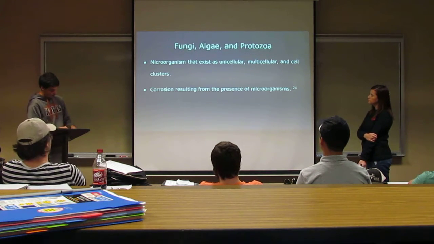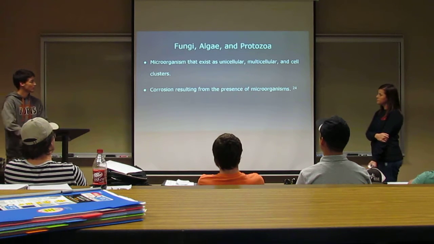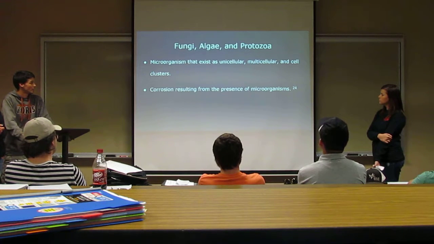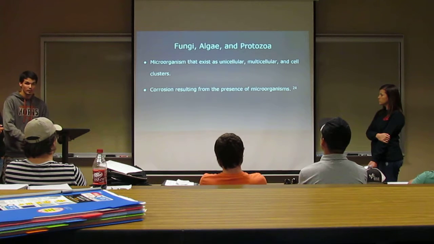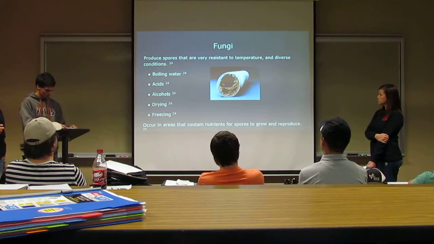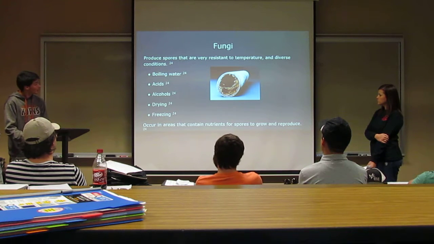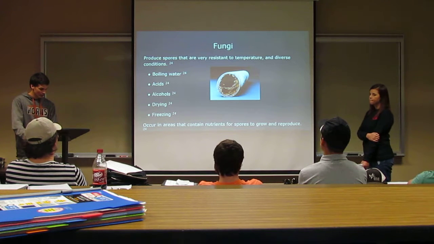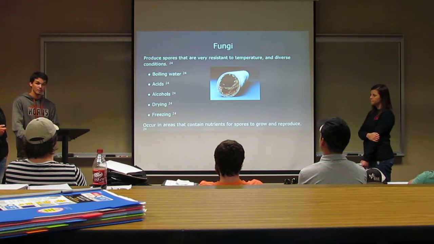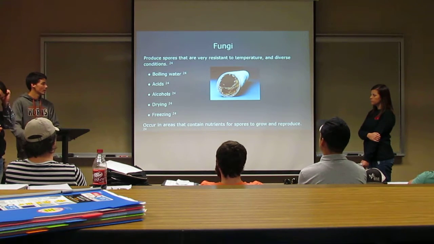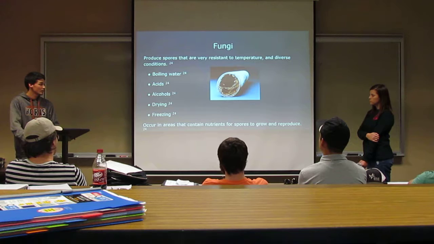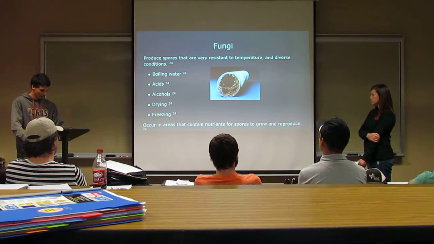Also, fungi, algae, and protozoa cause microbial corrosion. They're all microorganisms that exist as unicellular, multicellular, and cell clusters, and it's corrosion resulting from the presence of microorganisms. Fungi produce spores that are resistant to temperature and diverse conditions. A lot of fungi can resist boiling water, an acidic environment, or alcohol environments. So they're very diverse and kind of hard to kill. It occurs in areas that contain nutrients for spores to grow and reproduce.